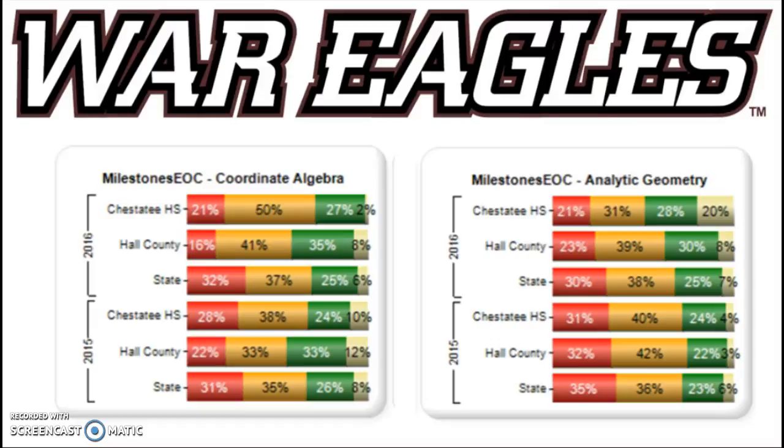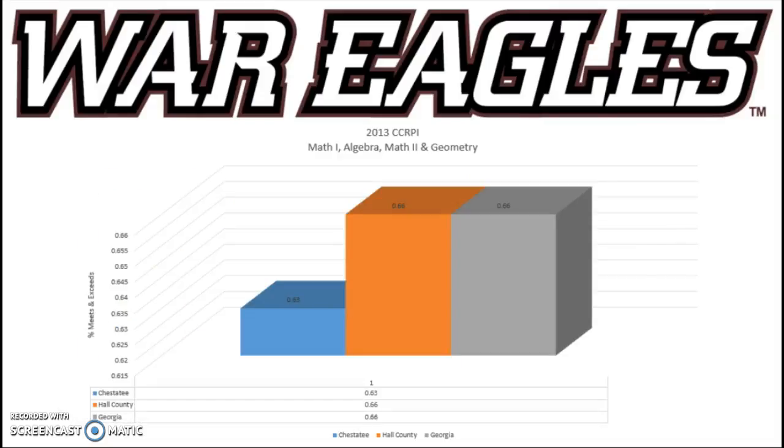So again, at Chestatee on our EOC, our coordinate algebra is actually at 29% distinguished and proficient, and only 21% are beginners, which is actually down from 2015. Same with analytic geometry, where in 2015, 31% were beginners compared to 21% now, and a huge upswing in distinguished at 20%, way above the state. But when you look at our CCRPI, we're way down.